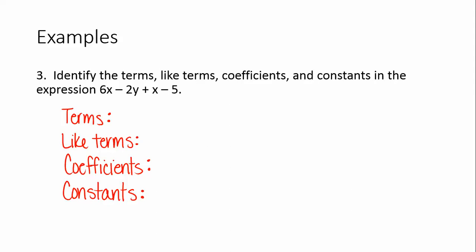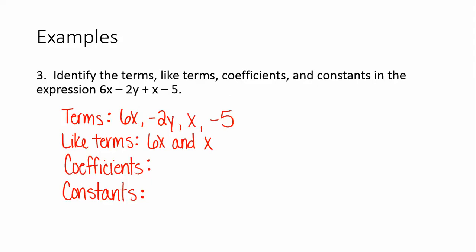So the terms are everything that's separated by addition and subtraction signs. What you need to recognize or understand is that when a number has a subtraction sign in front of it, it actually means that it's negative. So our terms are 6x, negative 2y, x, and negative 5. So there are 4 terms in this expression. The like terms are 6x and x. Those are the only 2 terms that could be combined or put together.